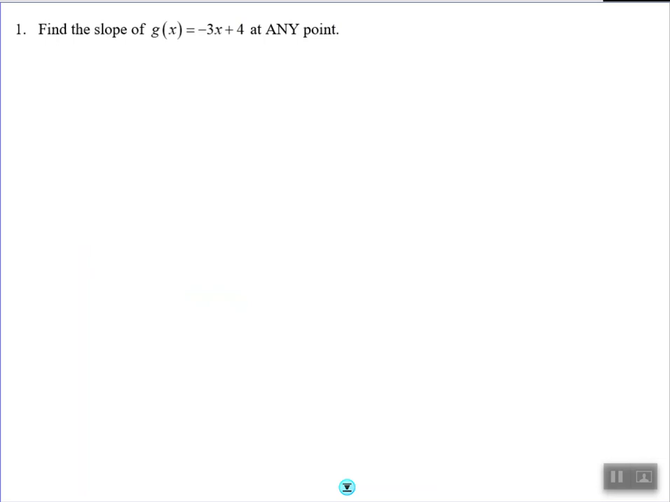Now, this is a line. You should remember from Algebra 1 that the slope of this line is -3. So we already know what the slope is, but we're going to go through this process of finding the limit as h approaches 0 of the difference quotient and verify that we will still get -3 as our slope. So I have m equals the limit as h approaches 0 of g of x plus h minus g of x divided by h.